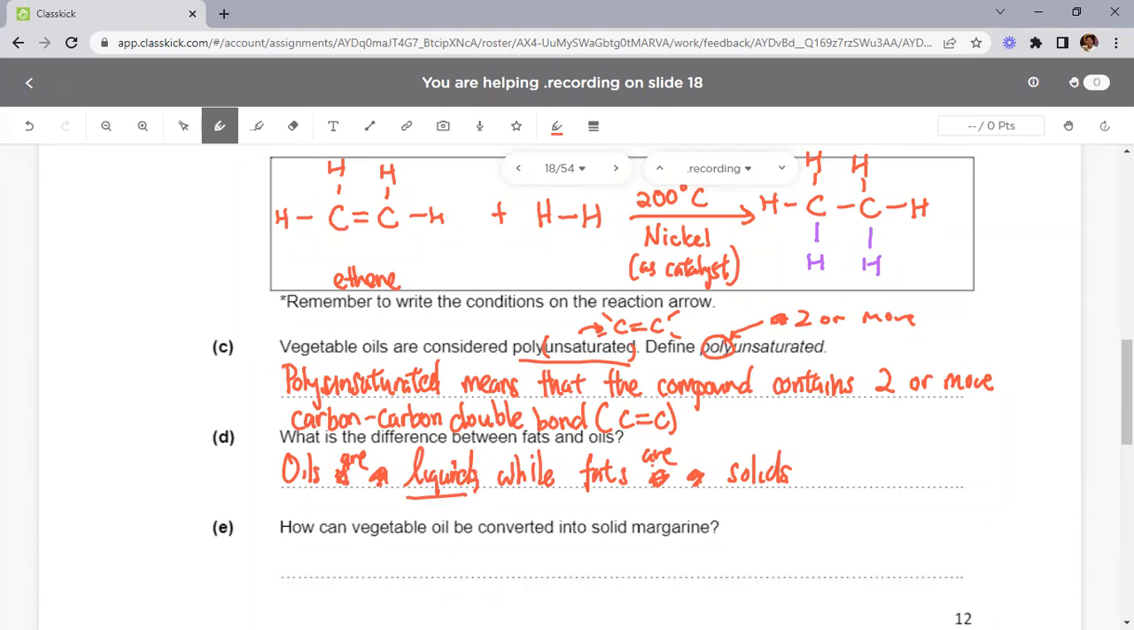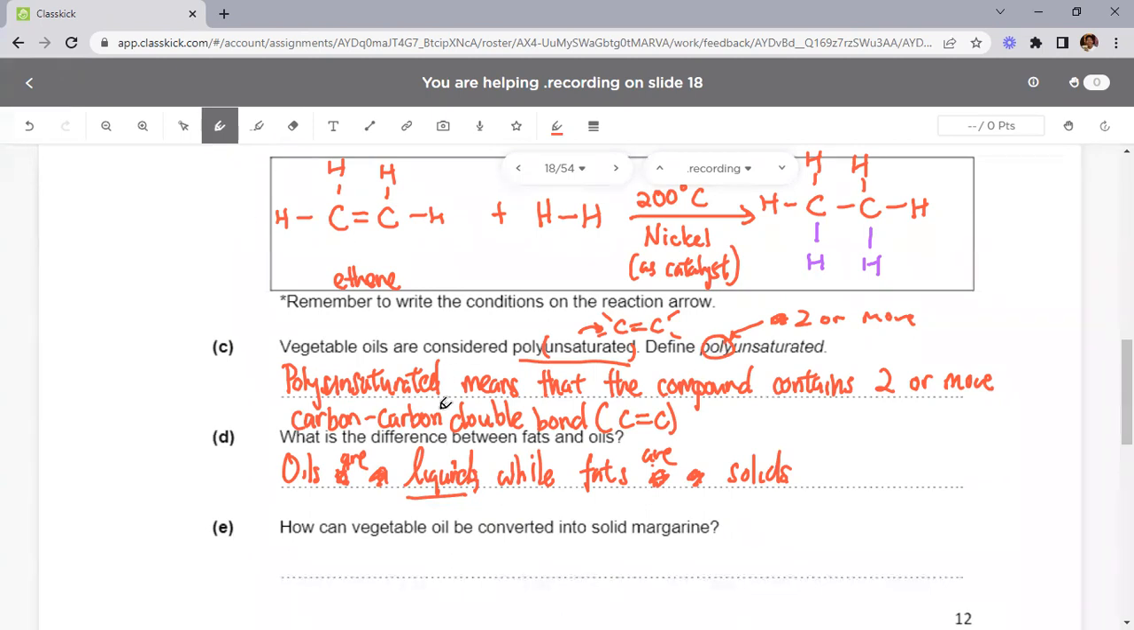If you have more unsaturation, it's going to behave more like a liquid. If you have it more saturated, it's going to behave more like a solid, in terms of comparing the fats and the oils.